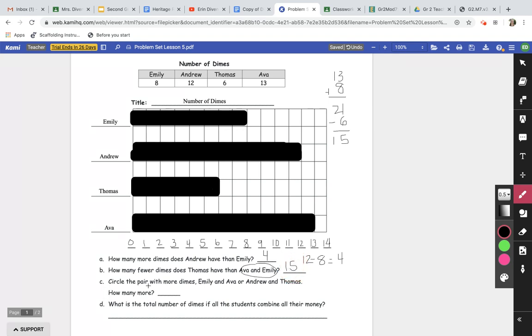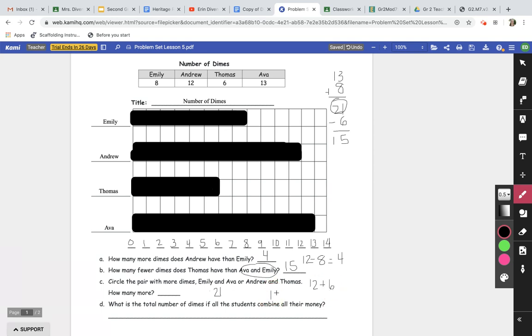Okay, next it says circle the pairs with more dimes. Emily and Ava, or Andrew and Thomas. And then that means we're going to have to add these two to figure out who has more. So Emily and Ava, we did that already up here, right? We had Emily and Ava to get 21. So I'm just going to write that below here to keep track. And now we need to add Andrew and Thomas. So 12 plus 6. Many of you can probably do that in your head, but I'll just write it out here. 12 plus 6 is going to give me 18.